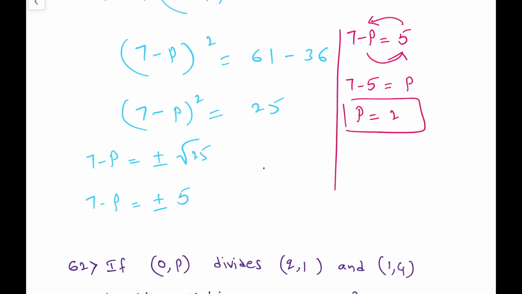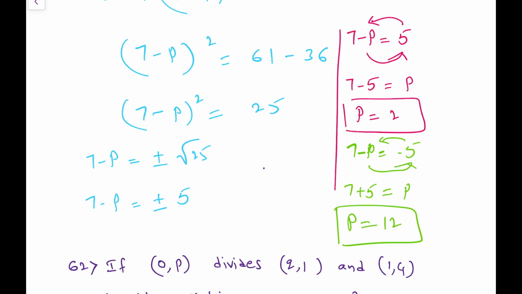Now 7 minus p is equals to, I am taking minus 5. So minus 5 this side and minus p that side. 7 minus 5 will become plus 5 is equals to minus p will become plus p. Then p is equals to 7 plus 5, 12. So p value is either 2 or else 12.